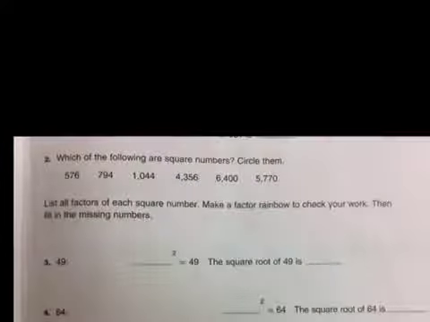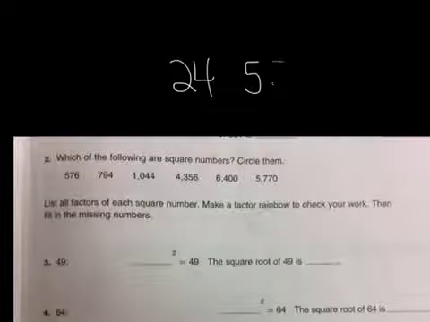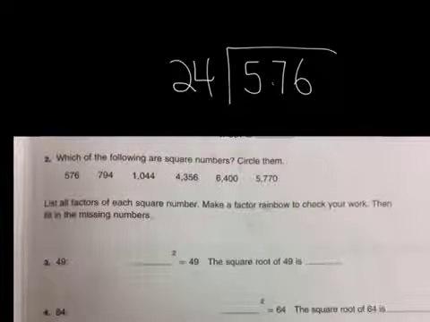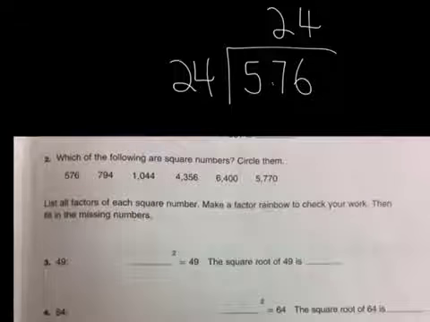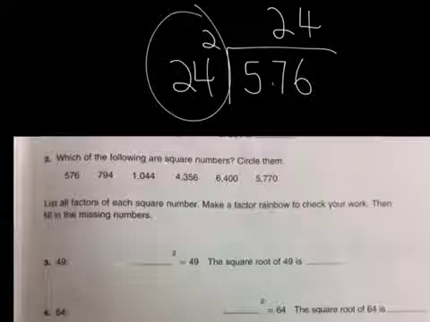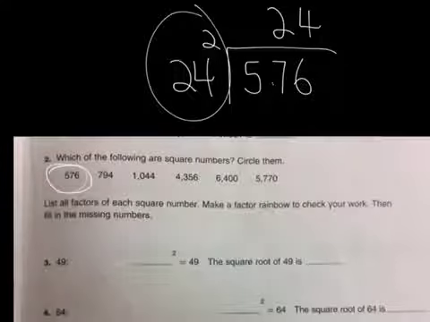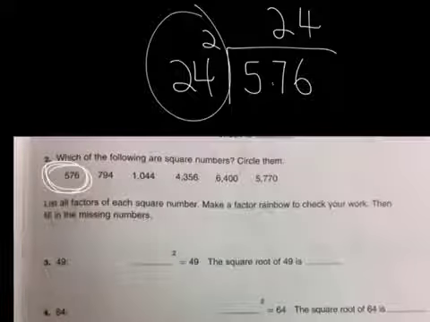Eventually, as you continue with the factor rainbow, you'll find that 24 is also a factor. And when you divide 576 divided by 24, you will also get 24. Okay? So, yes, 24 squared is 576. So that's one you can circle.